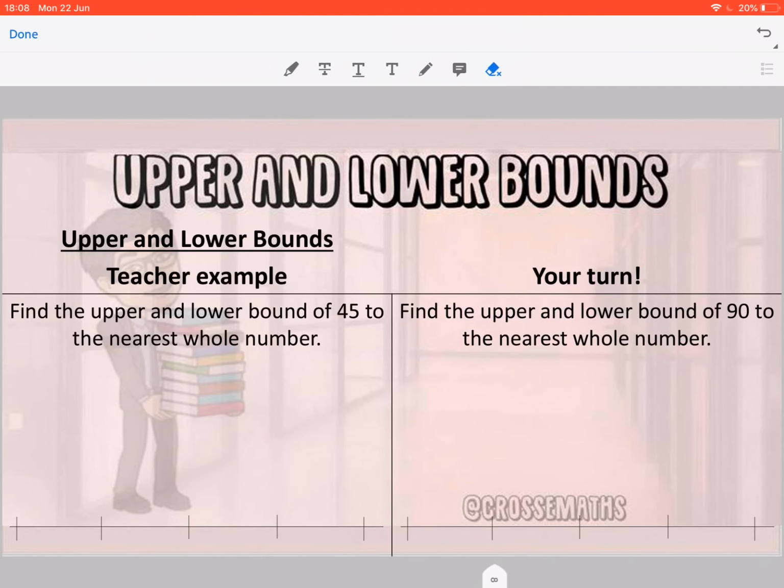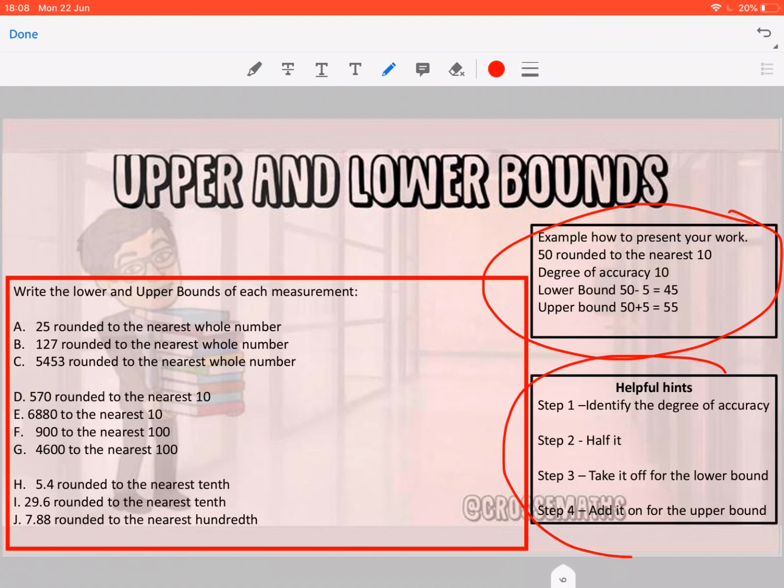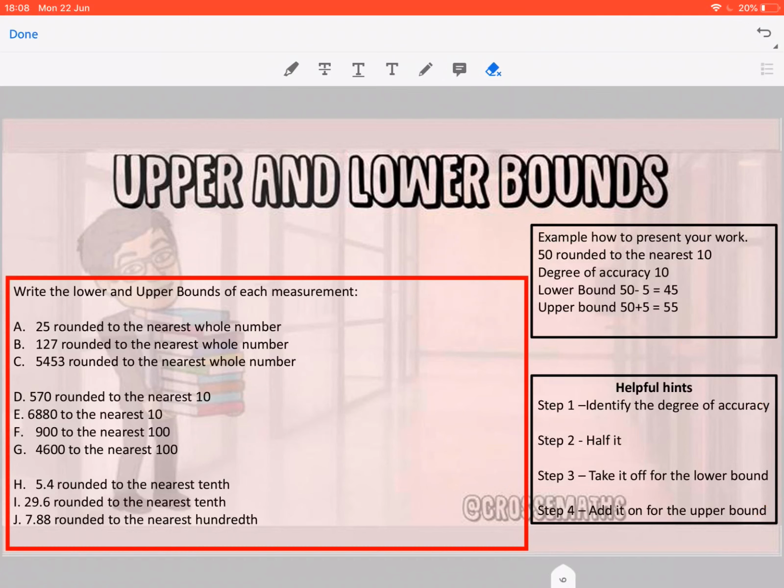Really straightforward questions, guys. Before we move on to some GCSE questions, can you pause the video and have a go at the questions on the left? This is an example, and this bit down by here is super important. Helpful hints, it'll tell you what to do. Pause the video, guys, have a go.